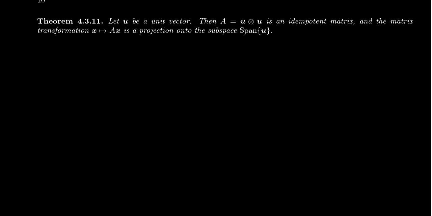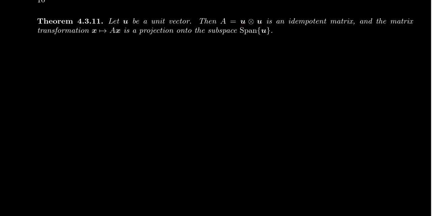Because again, we were introducing the idea of special types of matrices earlier in this lecture. So let U be a unit vector, and consider the outer product of U with itself. A unit vector means that the length of the vector is equal to 1. And so if you take the outer product of a unit vector with itself, this always creates an idempotent matrix. And as such, the matrix transformation that sends x to Ax will be a projection, which is projection onto the span of this vector U.